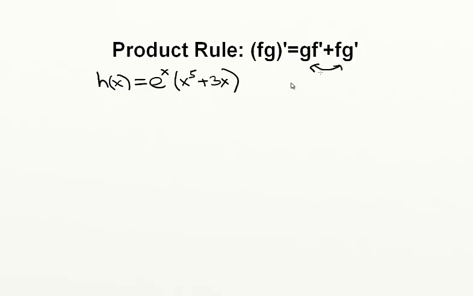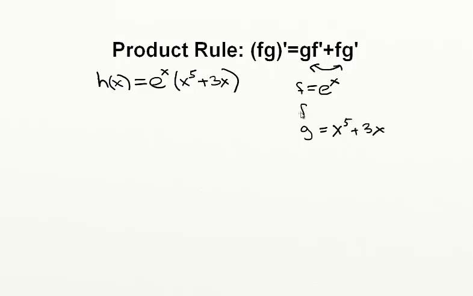So here we have this function h of x is equal to e to the x times x to the fifth plus 3x. And if you notice, this is two functions multiplied together. So if we want to take its derivative, we need to use the product rule. So we can label these two functions f and g, and our f is going to be our e to the x, and then let's see, what's it multiplied by? It's multiplied by x to the fifth plus 3x, so that's going to be our g.